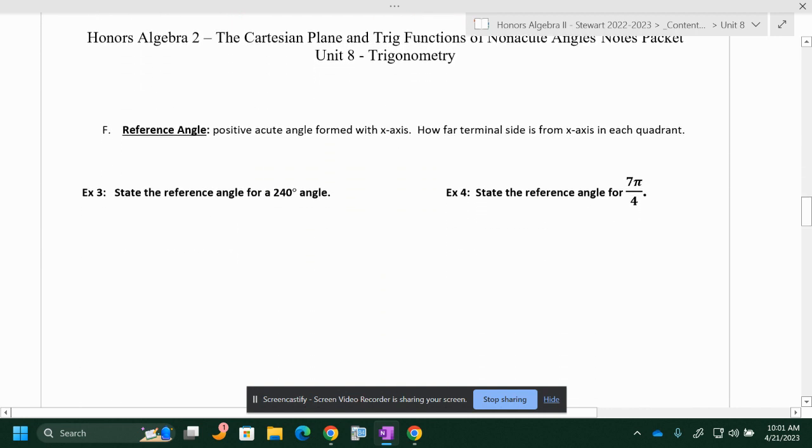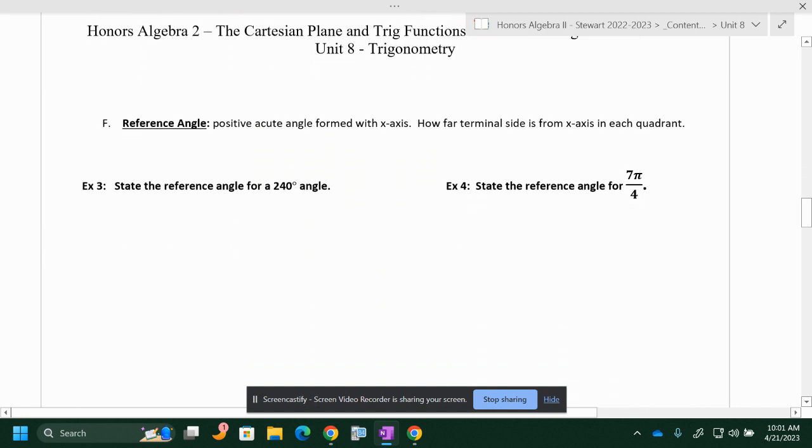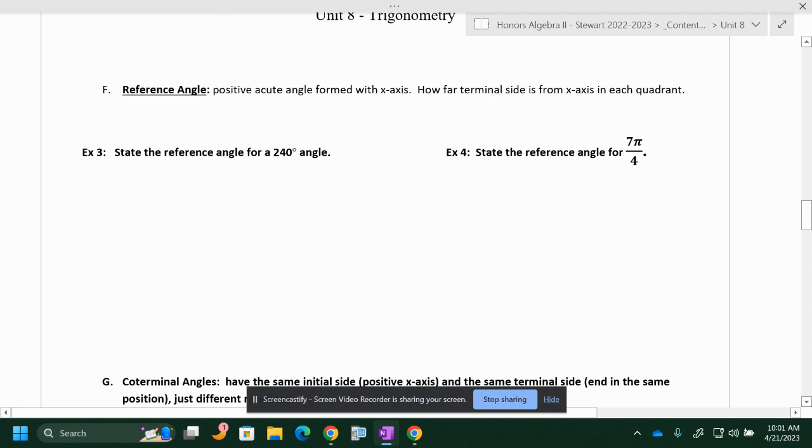All right, so a reference angle. A reference angle is a positive acute angle formed with the x-axis. It's how far the terminal side is from the x-axis in each quadrant. So if we're looking at a reference angle for a 240-degree angle, the big words here are positive acute.